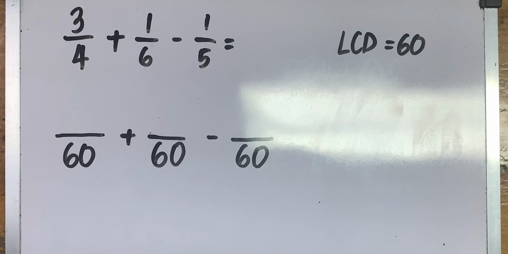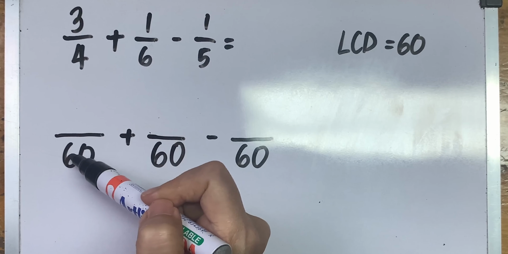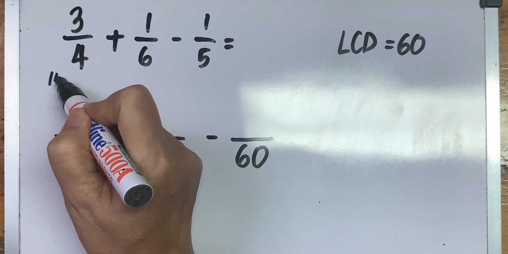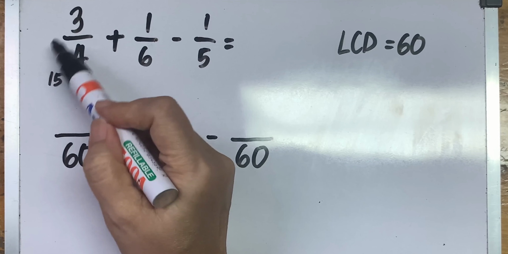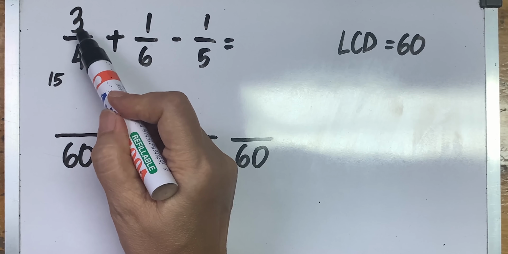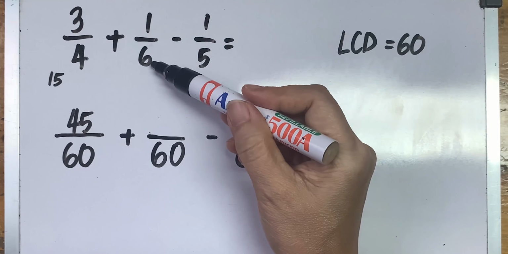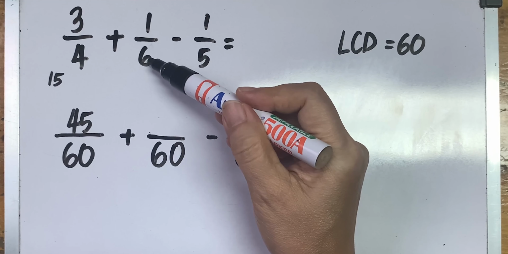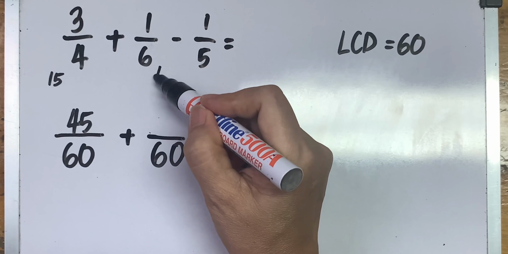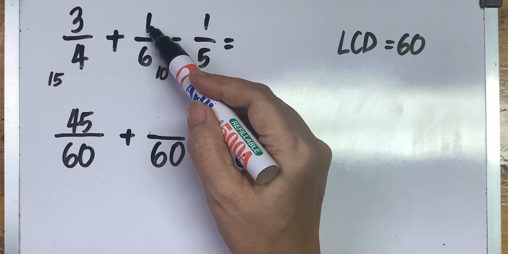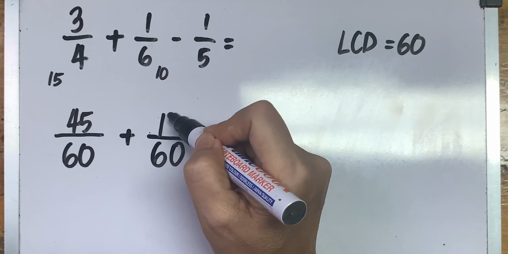Ngayon, i-convert na natin bawat isang fraction sa equivalent fraction na 60 yung LCD. Para maging denominator ay 60, multiply natin yung 4 by 15. Yung number na to, yun din yung i-multiply natin sa numerator. So, 3 times 15 gives us 45. Para maging 60 ang denominator na to, we multiply 6 by 10. At itong number na to, i-multiply din natin sa numerator. So, 1 times 10 is 10.